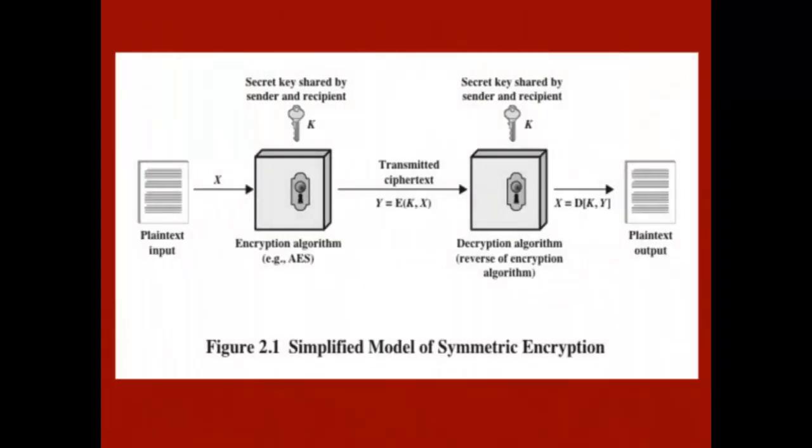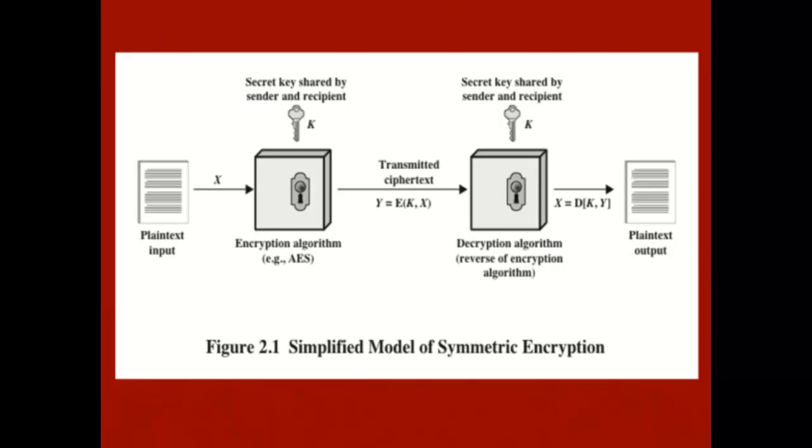So a symmetric encryption scheme has 5 ingredients. Plain text, this is the original message or data that is fed into the algorithm as input. The encryption algorithm performs various substitutions and transformations on the plain text. Secret key, the secret key is also input to the algorithm. The exact substitutions and transformations performed by the algorithm depend on the key.